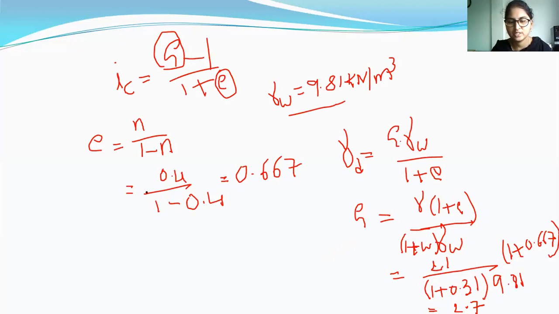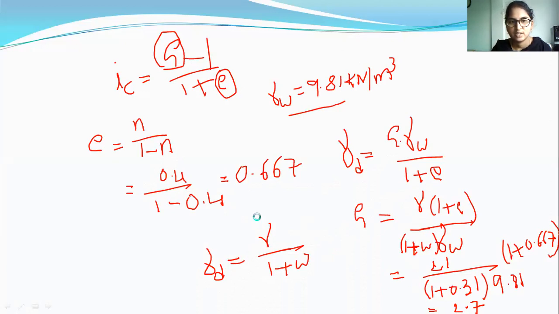So void ratio E is equal to N by 1 minus N. And gamma D is equal to G gamma W by 1 plus E. We already know that. And the remaining formula is also there, gamma D is equal to gamma by 1 plus W. So in the place of gamma D, we can substitute gamma by 1 plus W. So we can get the G value.